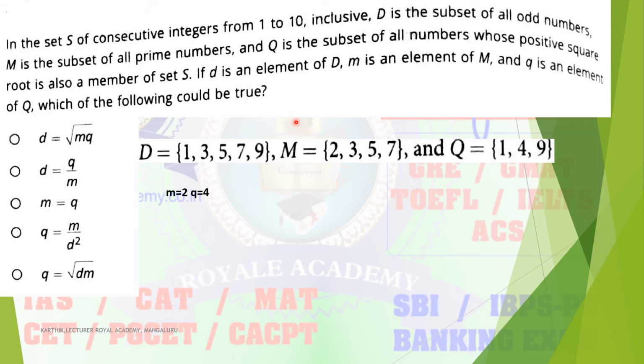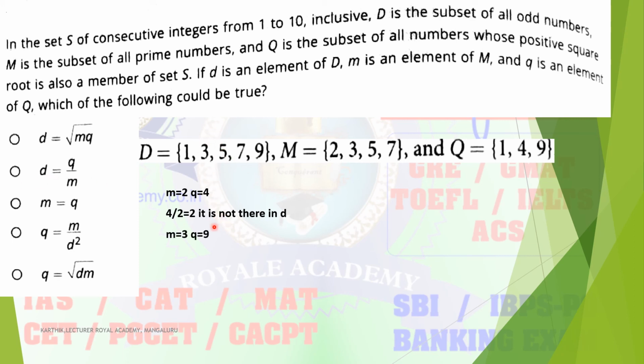So take any value of M and Q and find out D. I will take M equal to 2 and Q equal to 4. Then 4 divided by 2 is equal to 2. Is this value there in D? It is not there in D.